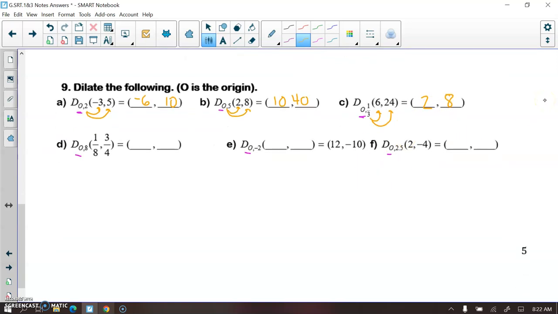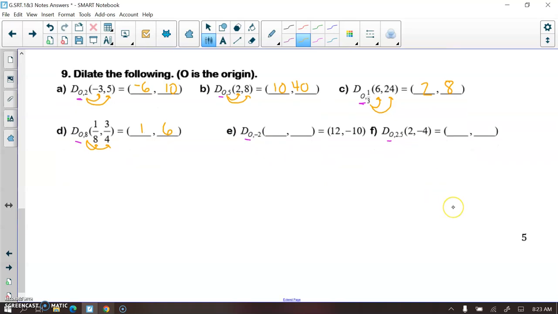For my next one, again, same thing. Multiply your x and y value by your scale factor. An 8 times a 1/8 is a 1, and an 8 times a 3/4 is 24/4, which is 24 divided by 4, which is a 6.